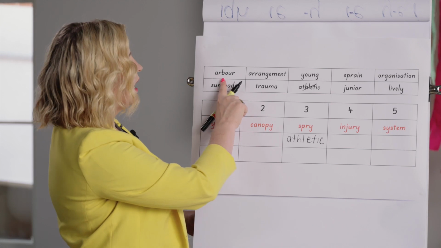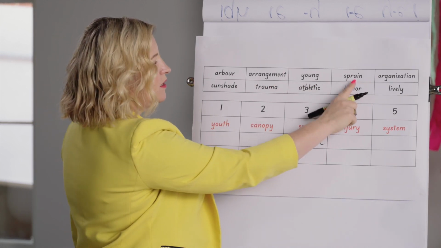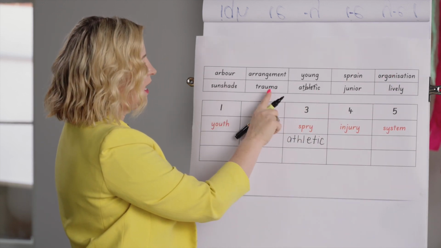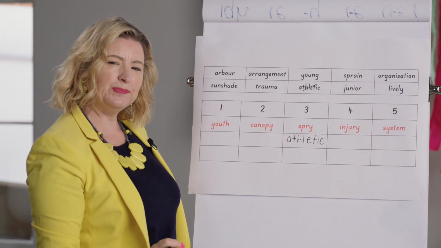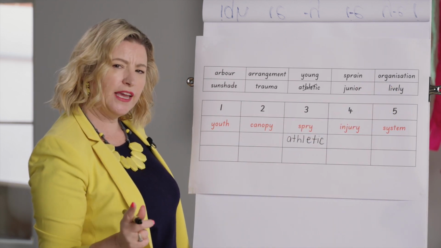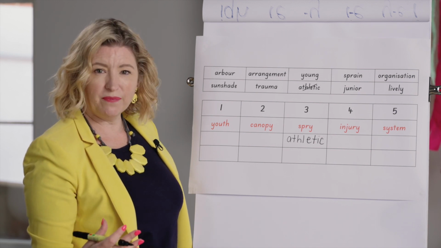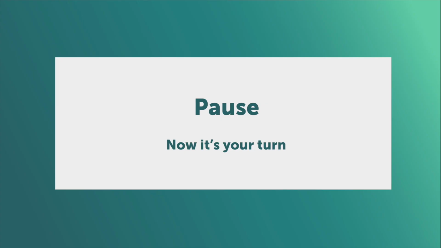So the words we've got are arbour, arrangement, young, sprain, organisation, sunshade, trauma, junior and lively. They are tricky. Have a go, and when we come back, you can check them. So pause the video, have a go, come back to check your answers.